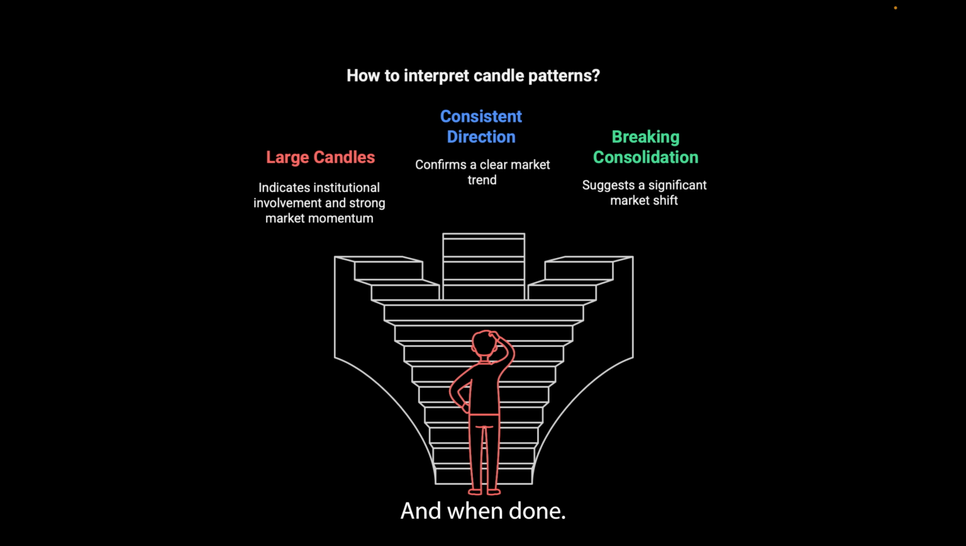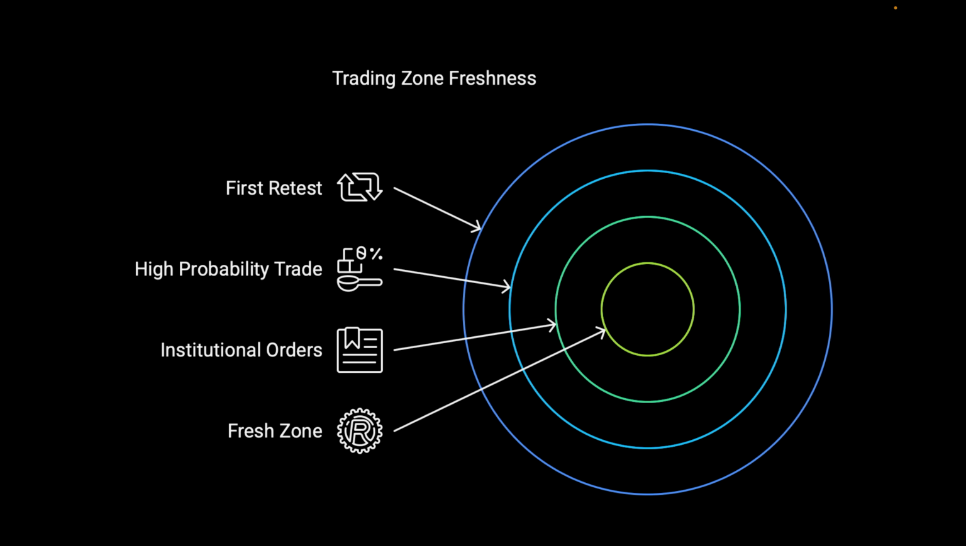Candle size and momentum. This is the first one. Look for large, bold candles, all moving in the same direction. These are not random. They are the footprints of big institutions entering or exiting positions. When you see clean, impulsive moves, especially breaking through minor consolidations, it is a clear sign market makers are involved.